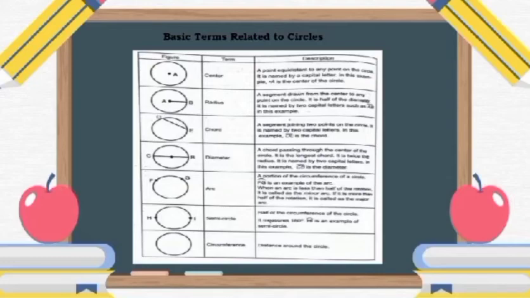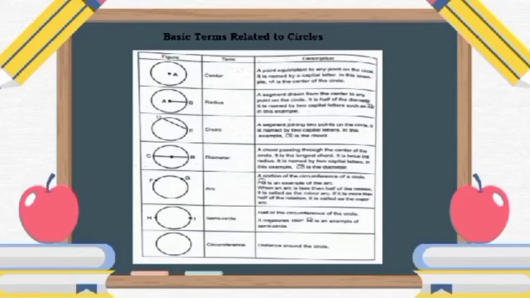The second term is the radius. A radius is a segment drawn from the center to any point on the circle. It is half of the diameter. It is named by two capital letters such as AB in this example. The third term is the chord: a segment joining two points on the circle. It is named by two capital letters. In this example, DE is the chord.